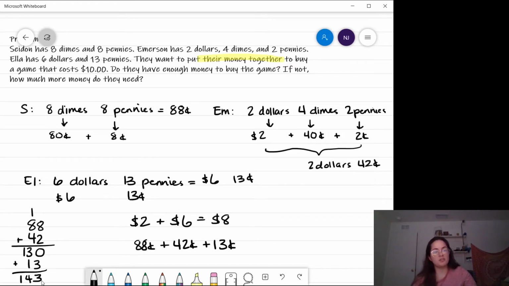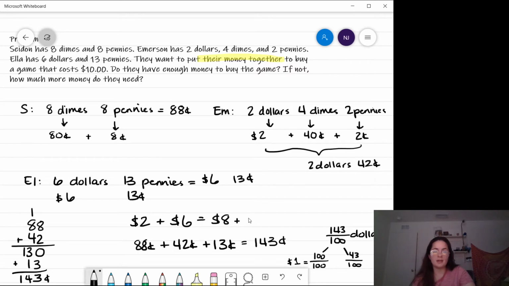So that's 143 cents that they have. That is more than $1, because 143 cents is 143 hundredths of $1. So we have more than $1 there. How many hundredths are equal to 1? That's going to be 100 hundredths, and I'm going to have 43 hundredths left over. This 100 hundredths is $1.